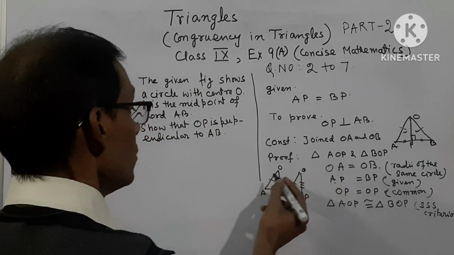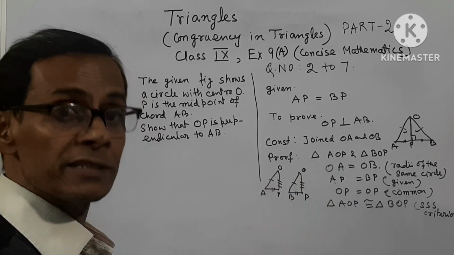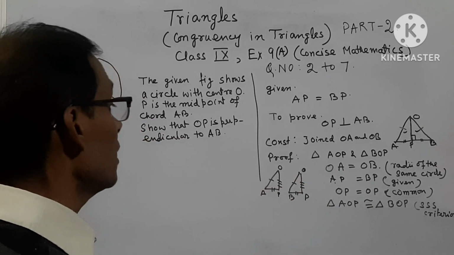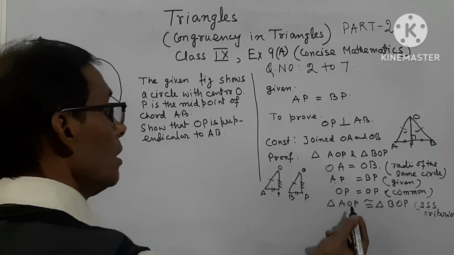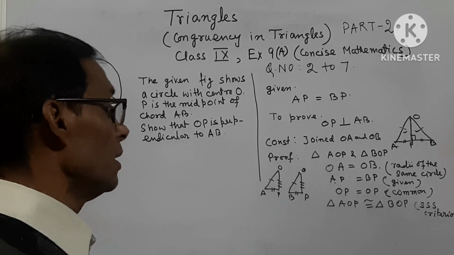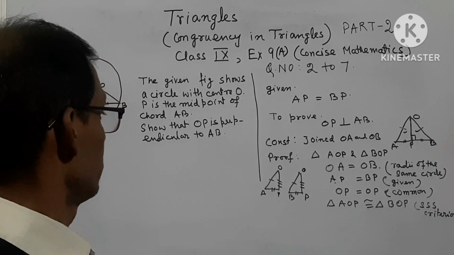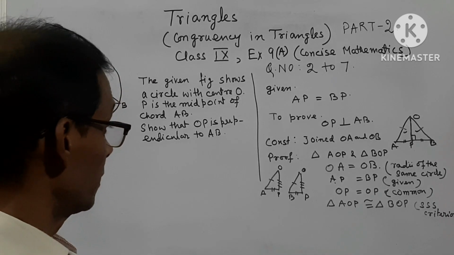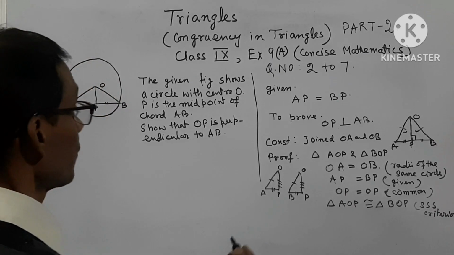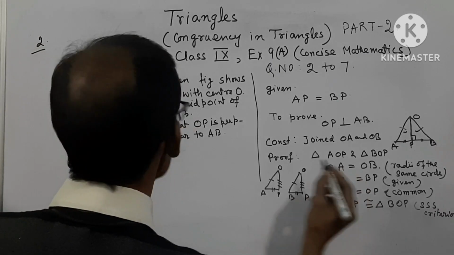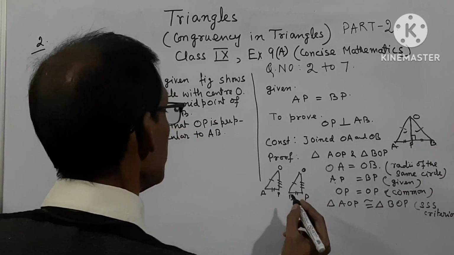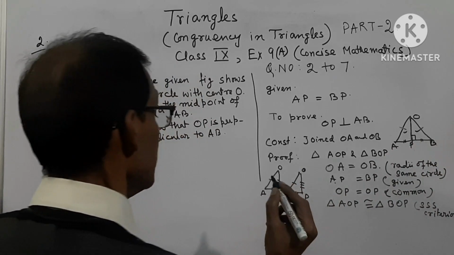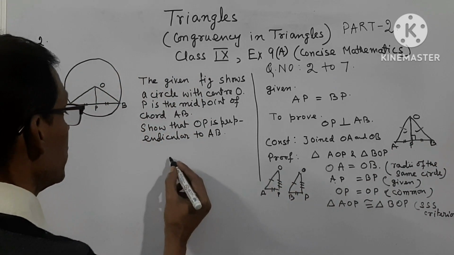Now you know three sides, here three sides. They are corresponding and they are equal. So triangle AOP and BOP are congruent. But what am I getting out of that? Yes, this angle. See what happens in congruent triangles.